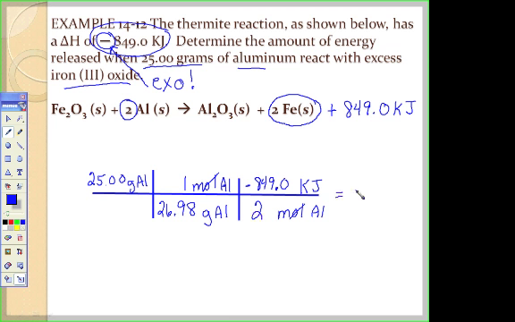And when I do that mathematics, I get a negative 786.7 to 4 sig figs. That has 4, and this has 4 kilojoules released. That means the temperature of my surroundings will increase as the system pumps heat into it. So the system's going to send heat transfer over to the surroundings, and the temperature will go up.